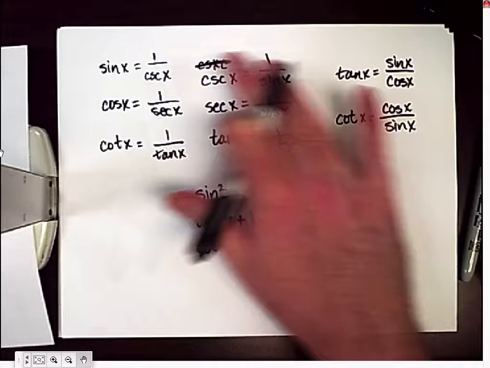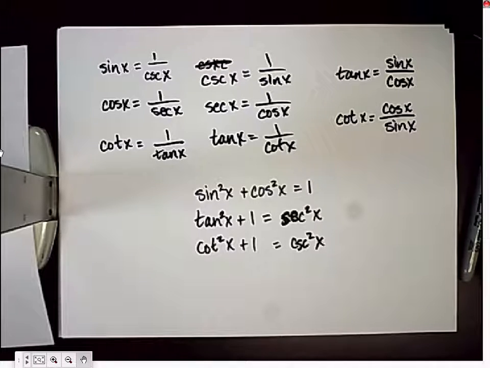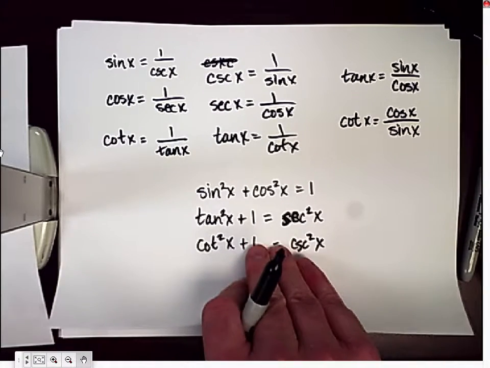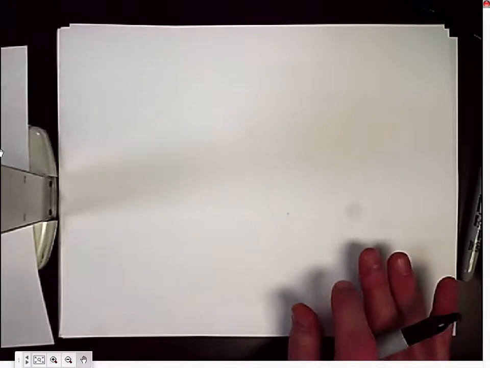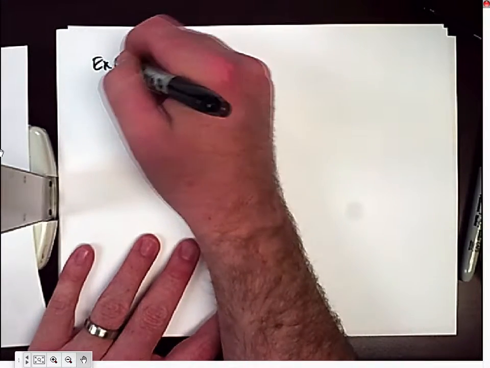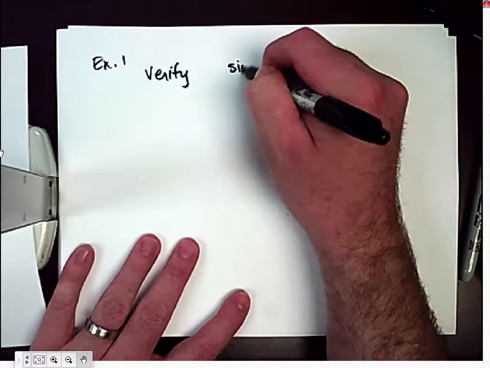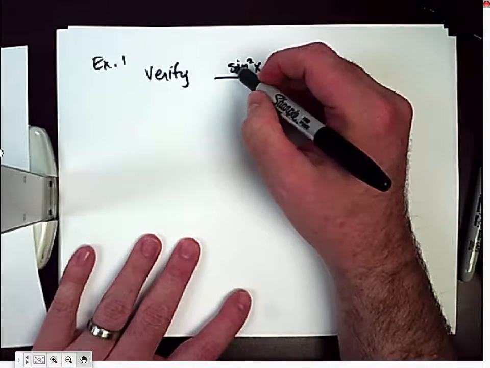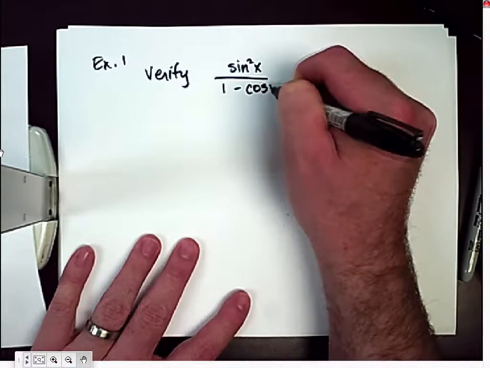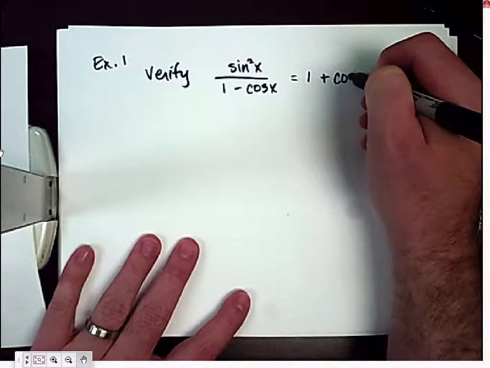What we're going to do is, all we have is this, and we're going to prove some trig identities. Okay? Identity just means that one thing equals another. Okay? So, let's do a few of them. So the first one, it would say, verify that sine squared x over 1 minus cosine x equals 1 plus cosine x.